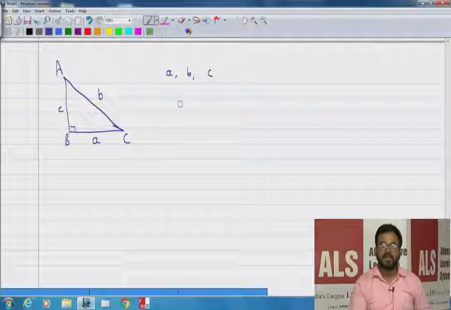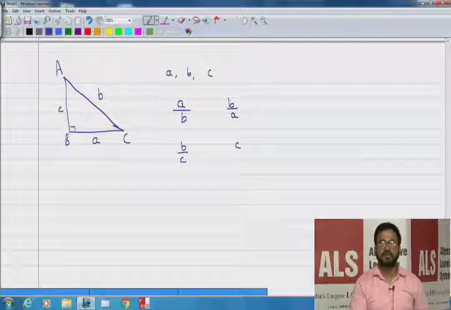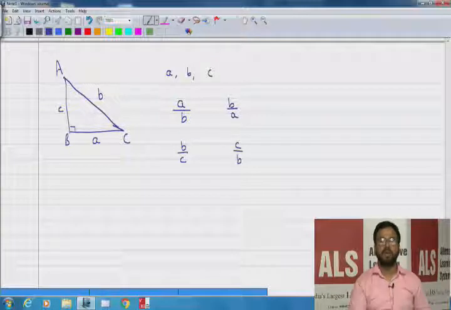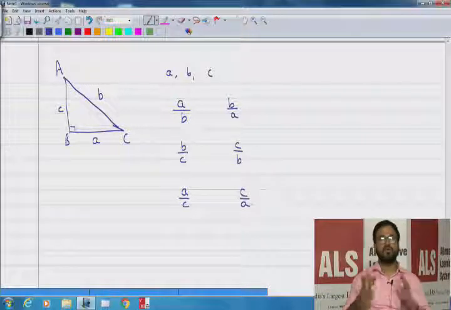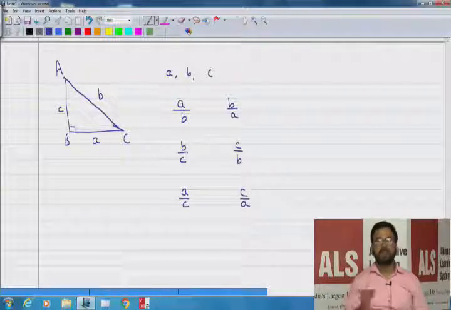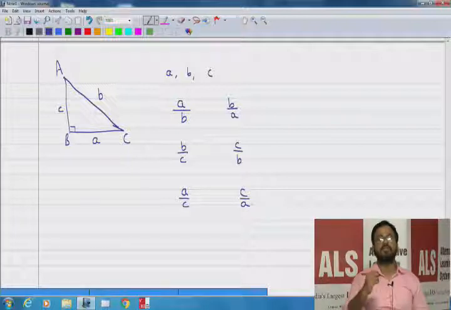Using sides A and B, either we can write A upon B or B upon A. Using B and C, we can write B upon C or C upon B. And using A and C, we can write A upon C or C upon A. These are the only 6 ratios which we can write. That's why in trigonometry we have 6 trigonometric ratios, ratios of these two sides.